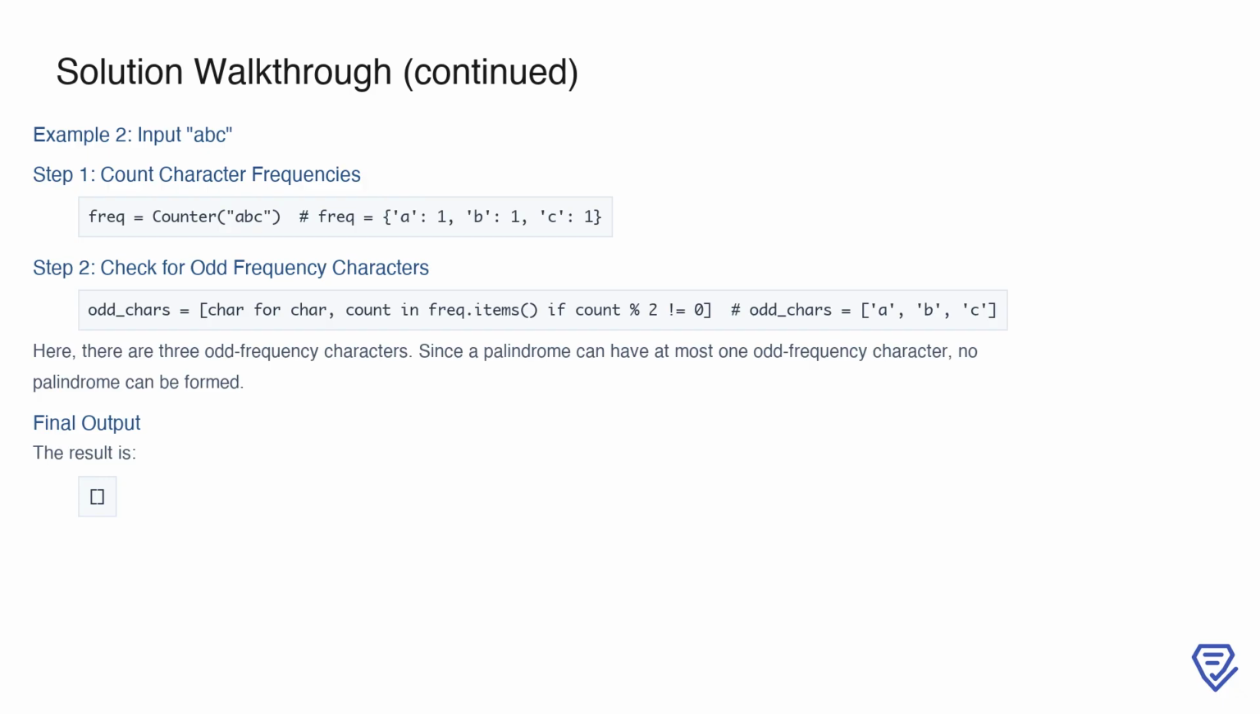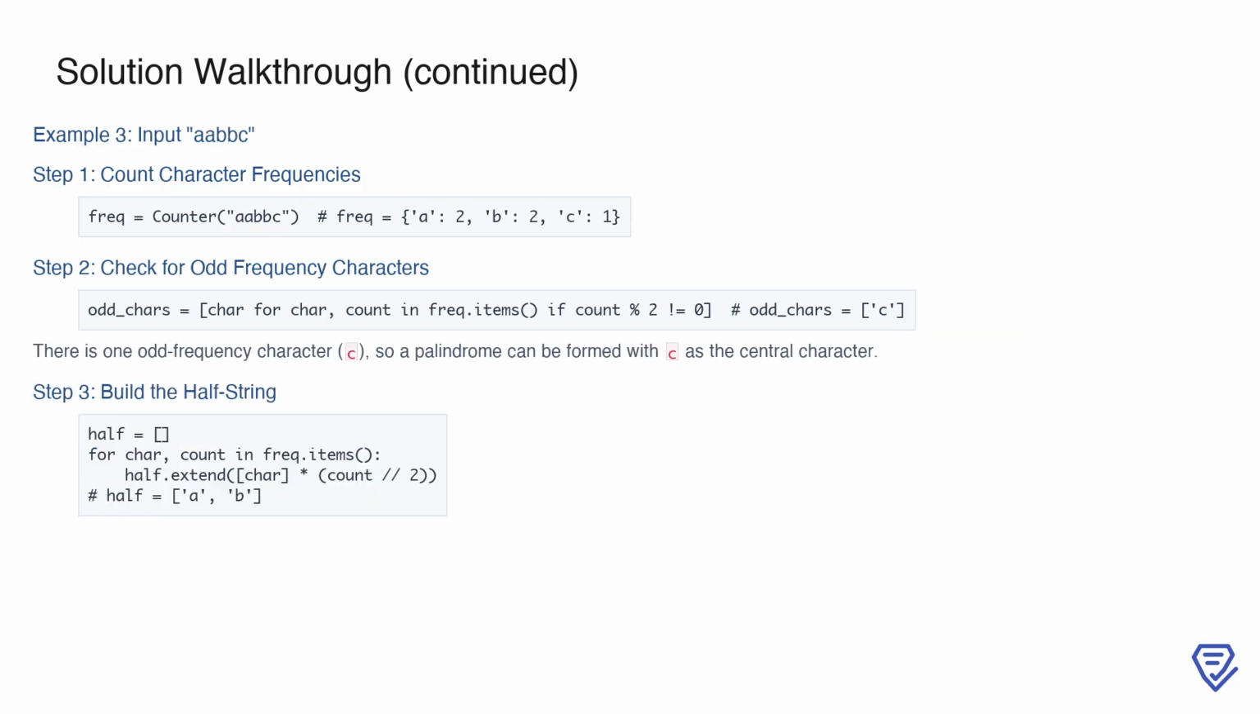First, we calculate the character frequencies using Counter, resulting in A1, B1, C1. Next, we check for characters with odd frequencies. Here, all three characters A, B, and C have an odd frequency, meaning there are three odd frequency characters. Since a palindrome can have at most one odd frequency character, it's impossible to form a palindrome with this input. Therefore, the result is an empty list, indicating that no palindromes can be generated.